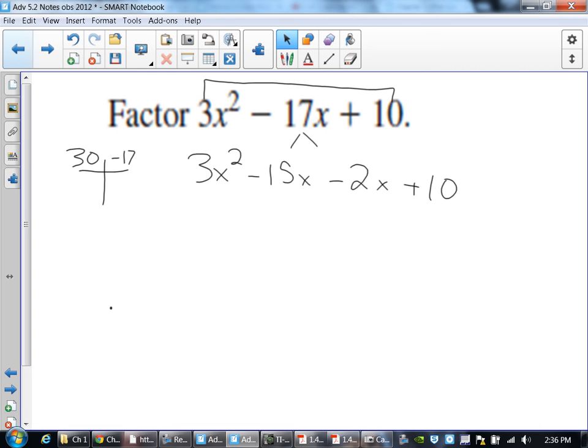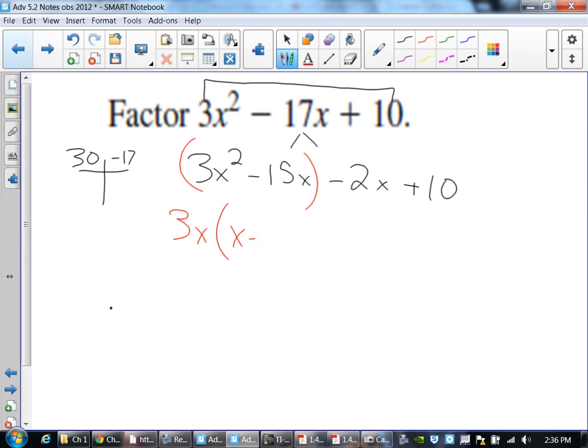Now, when I have 4 terms of a polynomial, what I'm always going to fall back on is grouping. I'm going to group the first 2 terms, and now I can find the GCF. It's 3x, very good. If I factor out a 3x, I'm left with x minus 5.